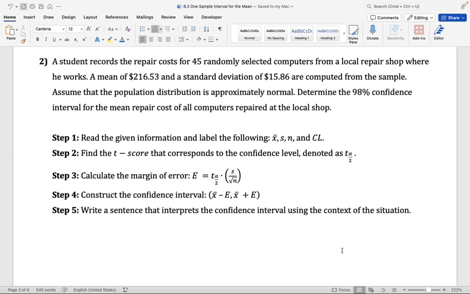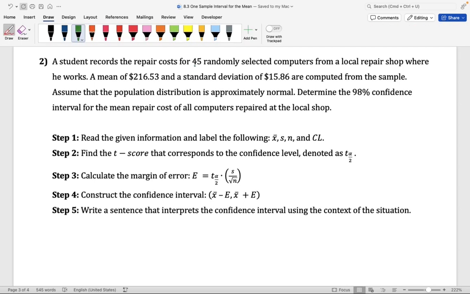Okay? So let's read the problem. A student records the repair cost of 45 randomly selected computers from a local repair shop where he works. A mean of $216.53 and a standard deviation of $15.86 are computed from the sample. Okay? So let's go ahead and stop there. We're looking at a sample size of 45 computers. The mean coming from this sample, notice it says computed from the sample, the mean is 216.53. So this is our X bar.